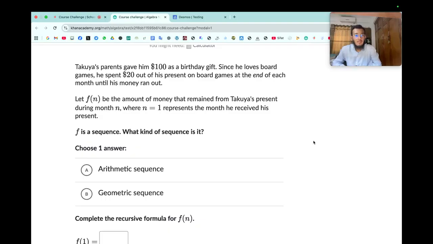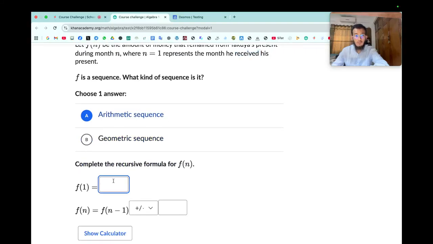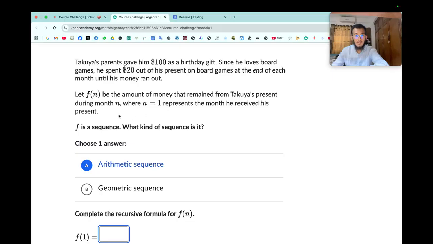All right. Takuya's parents gave him $100 as a birthday gift. Since he loves board games, he spent $20 out of his present on board games at the end of each month until his money ran out. Because he is spending at a constant rate, it's an arithmetic sequence, I can tell. The amount of money that remained from Takuya's present during month n. What is the n?